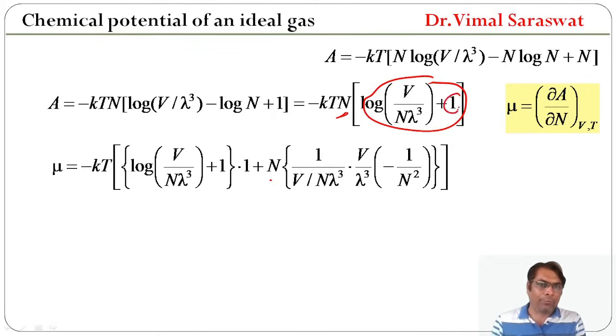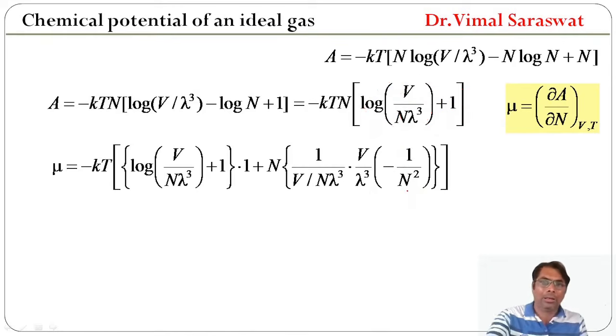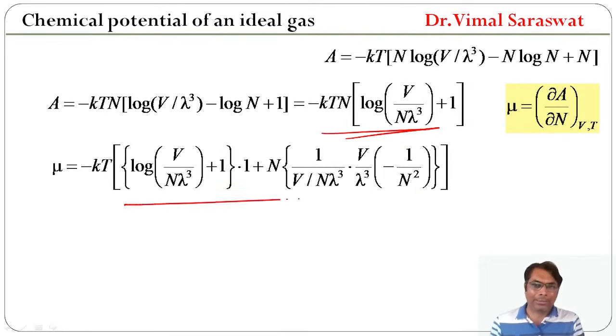So the differential of 1 is 0. Now differential of log x equal to 1 upon x. So the differential of this will be 1 upon V upon N lambda cube. Now we differentiate this. So V upon lambda cube is constant. So V by lambda cube as it is. And differential of 1 upon N is minus 1 upon N square. So on differentiating this with respect to N, we get this equation.